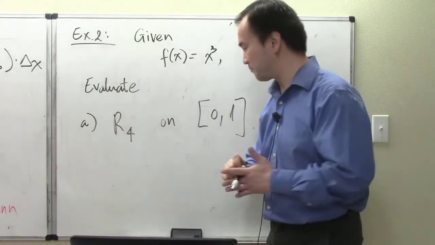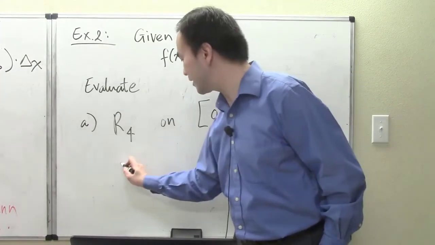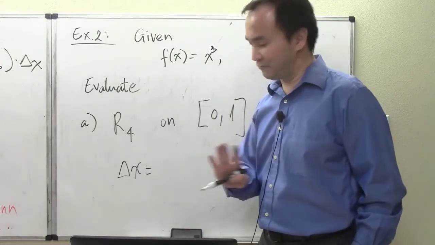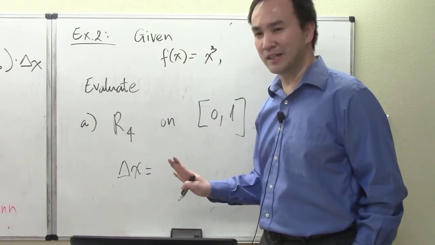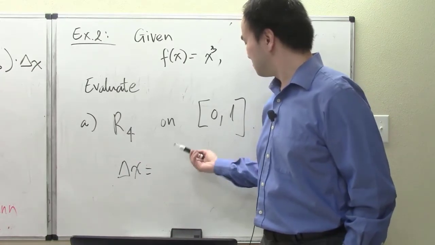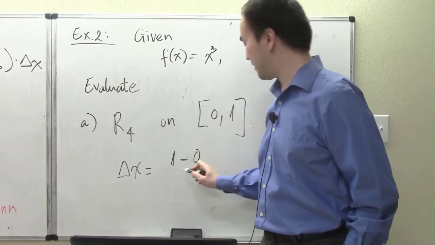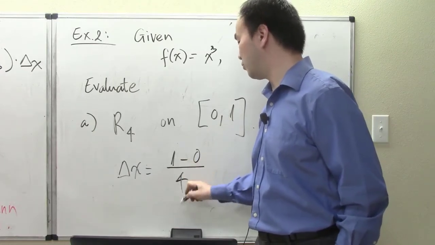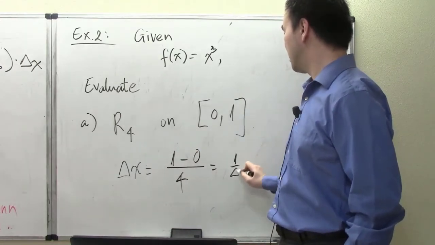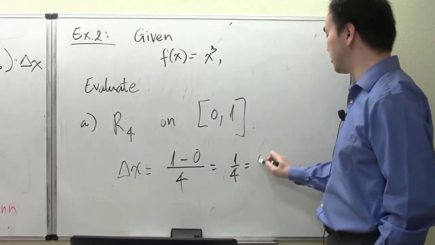Okay, so here we go. Let's look at a couple of prepping steps. Delta x equals, and at this point it's completely legal that we're using equal widths, 1, the final point, minus 0, the beginning point of our total interval, divided by 4. We want 4 subintervals. So this is 1/4, or in decimals, for anyone more familiar with decimals, 0.25.